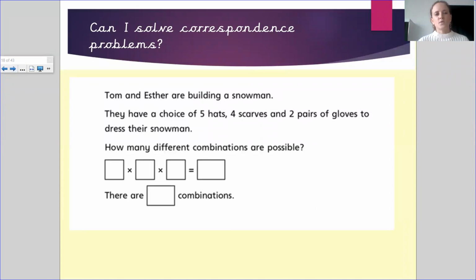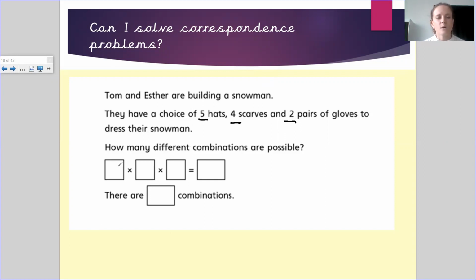Right, next question. Tom and Esther are building a snowman. They have a choice of 5 hats, 4 scarves, and 2 pairs of gloves to dress their snowman. How many different combinations are possible? So it's a very simple one where you need to use the numbers that are given to you to work out the possible combinations. So pause the video now and work out these combinations.